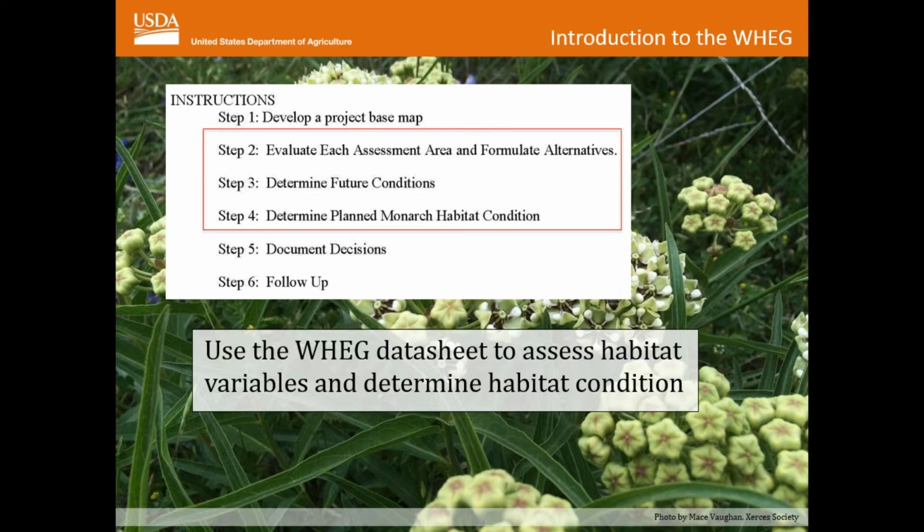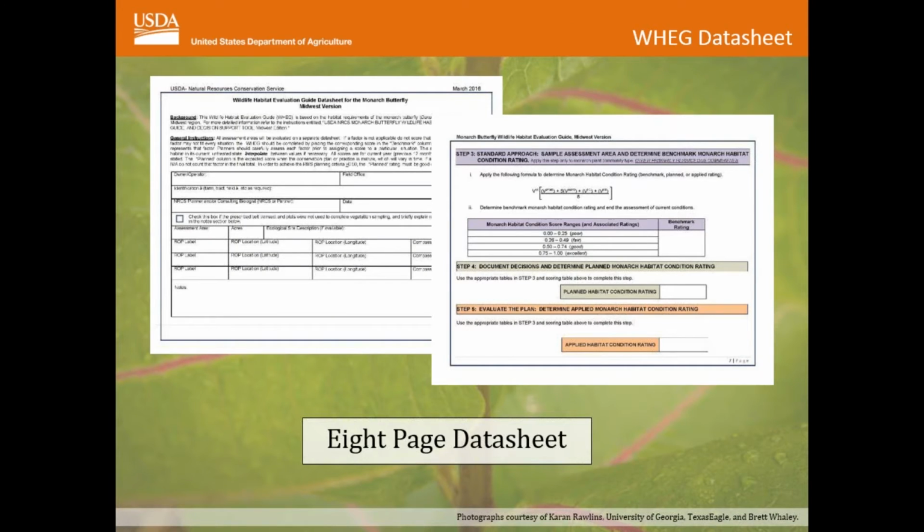So basically the 3 steps, step 2, step 3, and step 4 are all placed on the data sheet that we're going to talk about. And the data sheet is 8 pages versus 19, so it's much more concise.